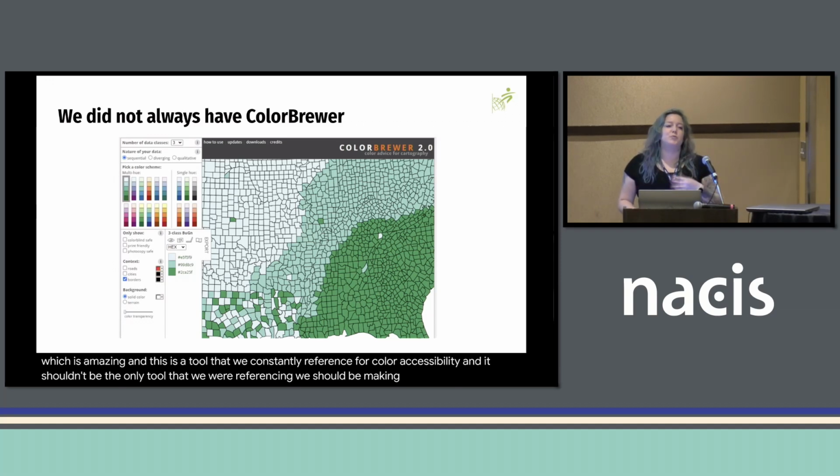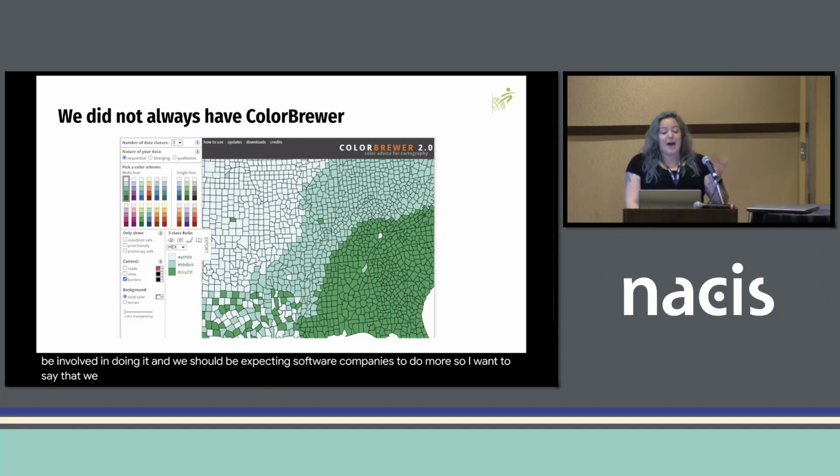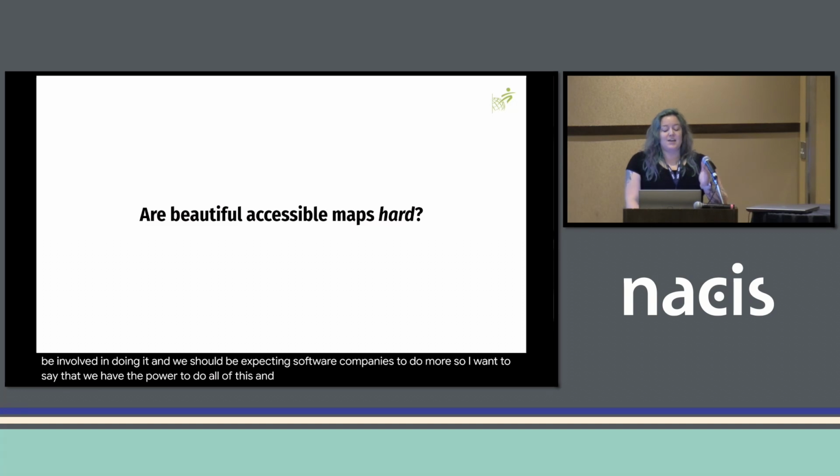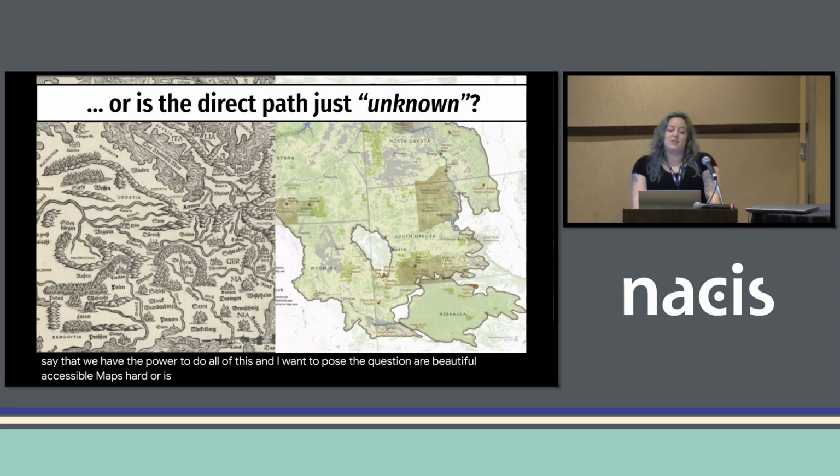We should be making more tools, we should be involved in doing it, and we should be affecting software companies to do more. So I want to say that we have the power to do all of this, and I want to pose the question, are beautiful accessible maps hard? Or is it just that the direct path is unknown? And that's the hard part.